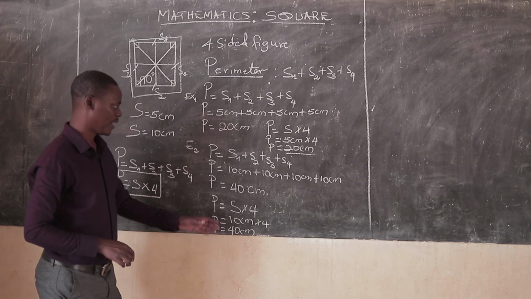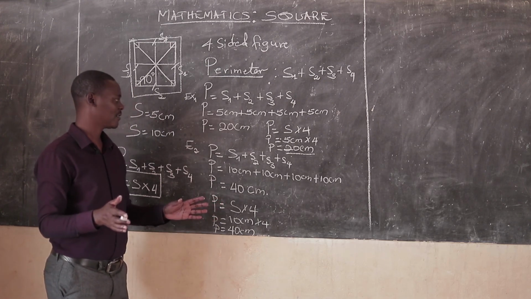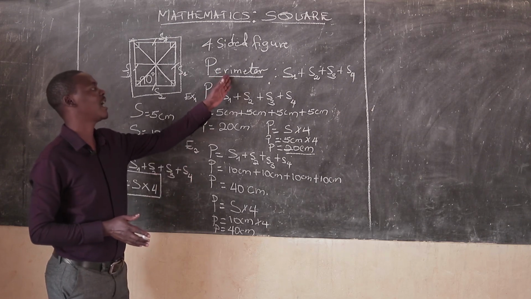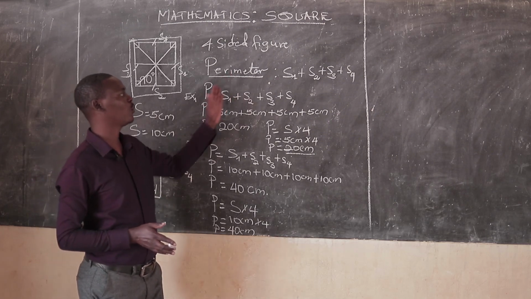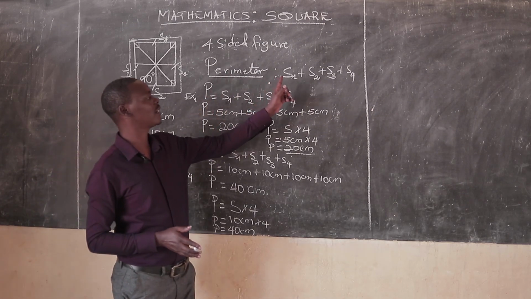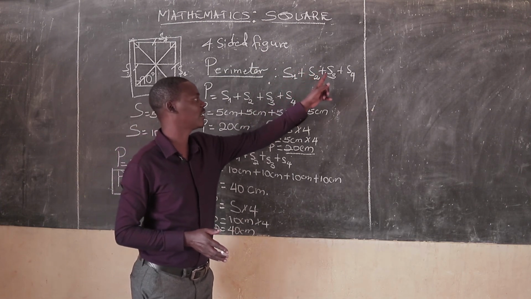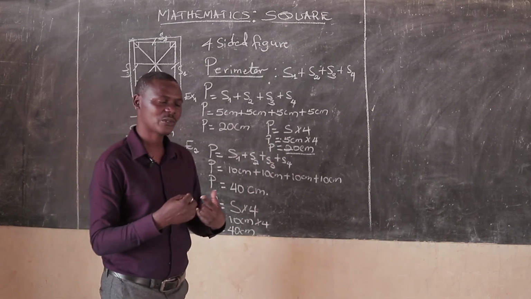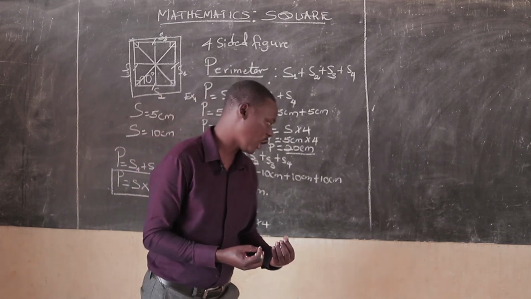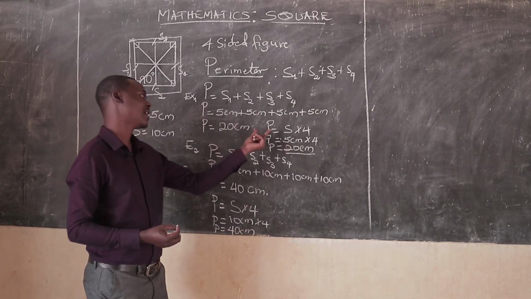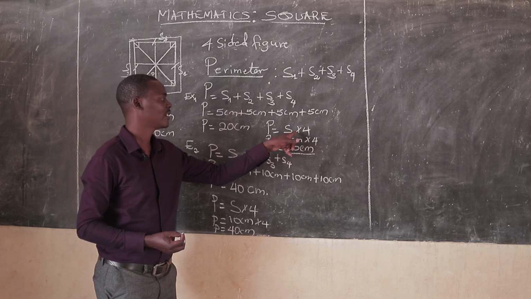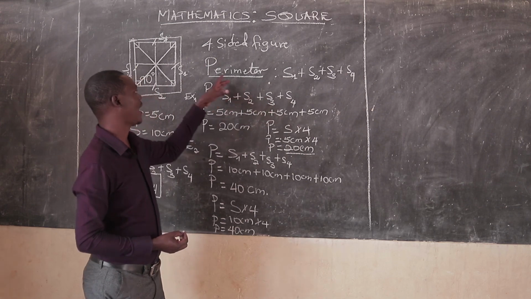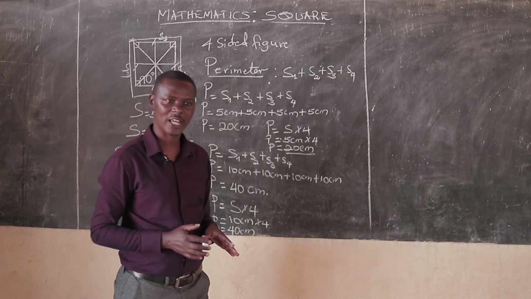Very good. Now, dear friends, you can simply see that we can get the perimeter of a square using two formulas. One is side 1 plus side 2 plus side 3 plus side 4. But to make it short, as we know that the four sides are equal, we simply say that perimeter equals side times 4. Now, this is the end of our lesson today.